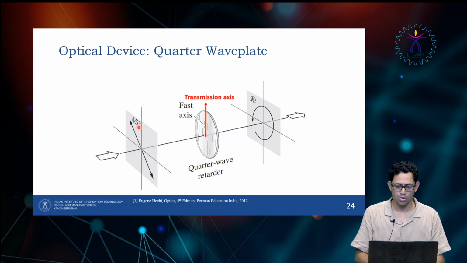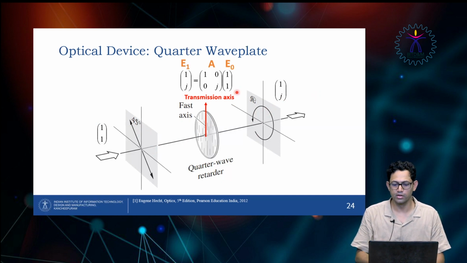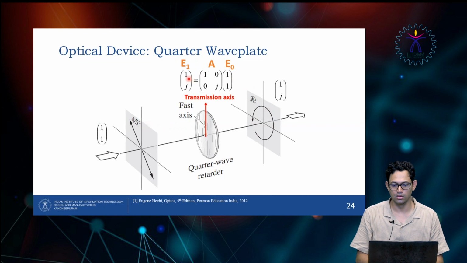Now, light polarized at 45 degrees is 1 1. Right circular polarized light is 1 and j. So what has to be the Jones matrix for the quarter wave plate? You can see it directly. You write 1 1 as the input, and multiply it by 1 0 0 j, and I get 1 j. This is my output, this is my input, and this is the Jones matrix of my quarter wave retarder.